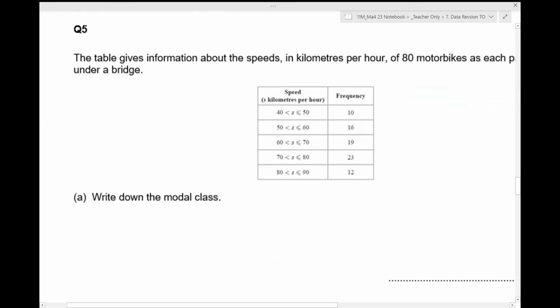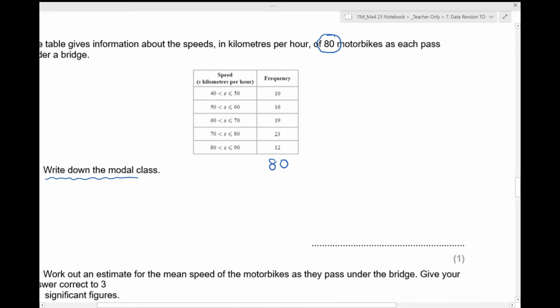Question 5. The table gives information about the speeds in kilometers per hour of 80 motorbikes. There are 80 motorbikes represented in this table. Write down the modal class. What's the most common speed? I'm looking for the class which has the highest frequency, and it is the class where the speeds are between 70 and 80 kilometers an hour.